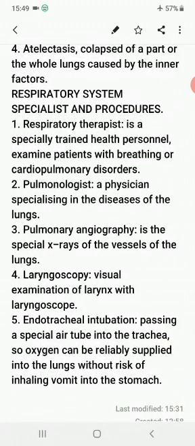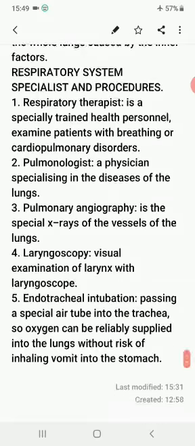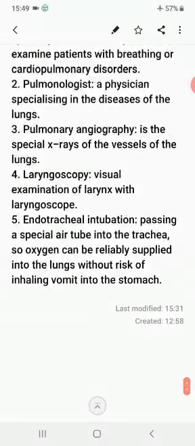An ana so a duba voice box din mutane, a kalli hoton shi, ana yin laryngoscopy. So sunan abun da ake amfani da shi during the laryngoscopy, we call it laryngoscope. Number 5 and the last of our class today is endotracheal intubation.